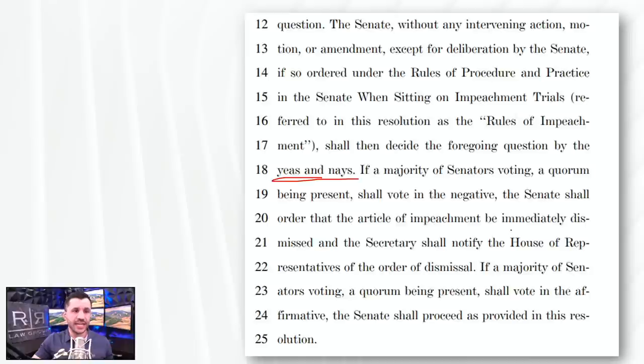If they vote in the negative, meaning if they vote that there's nothing constitutional about this, they're going to dismiss the case. And if it is approved, then it is going to move forward. And we already know, if you have been following the news, it's been approved. I think it was 56 to 40 something. I'm going to show you that slide here in a minute. But those are the rules. We're just talking about jurisdiction.